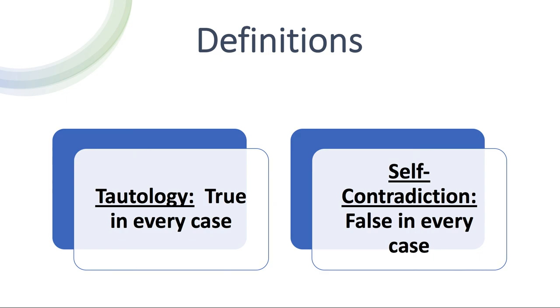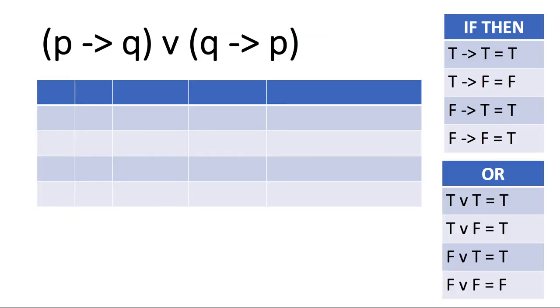So let's begin with an example. I'm going to begin with the compound statement, if P then Q, or if Q then P. And we're going to set up a truth table to go with this compound statement.